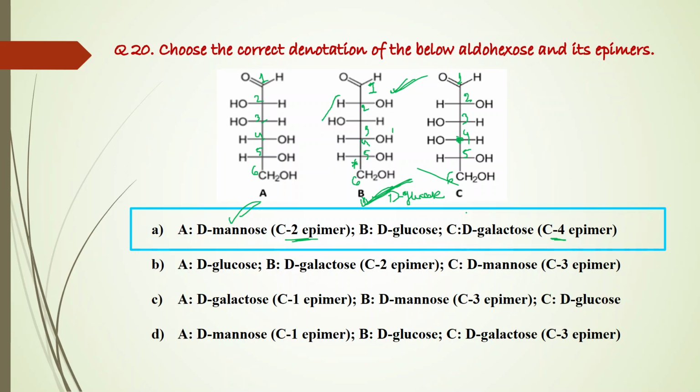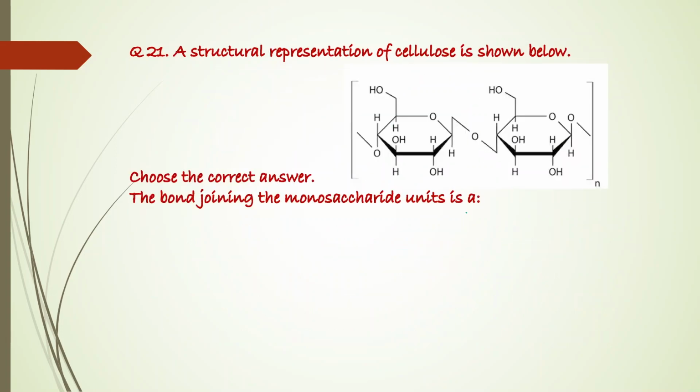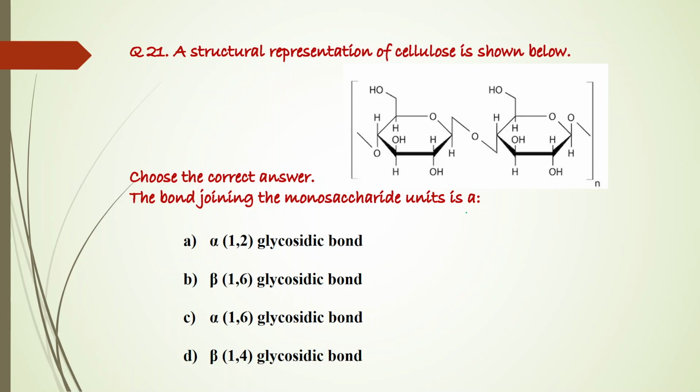B is D-glucose itself, and C is D-galactose, which is a C4 epimer of D-glucose. Hope this is clear. Let us move to the next one. It is saying a structural representation of cellulose is shown below. Cellulose is the structural carbohydrate found in the cell walls of plants. So choose the correct answer.